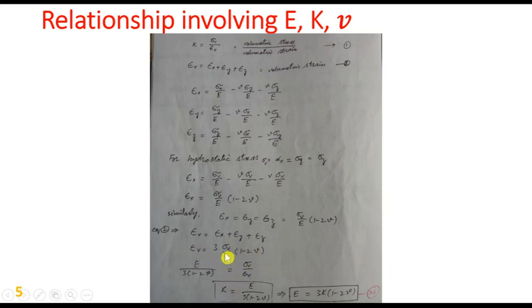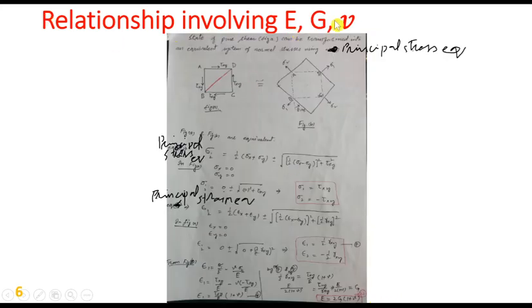So having the ratio, take sigma v in the numerator and epsilon v in the denominator, and take the rest of the things here. So this will be E over 3 into 1 minus 2 mu. This is also called K, as defined in equation 1. So when you put K here, K is equal to E over 3 into 1 minus 2 mu, and we can also write E is equal to 3K into 1 minus 2 mu, and this is equation 21.